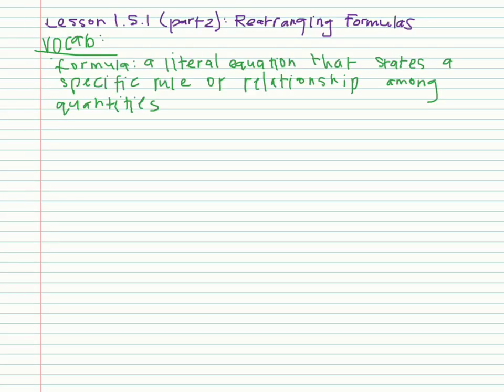So there are several different examples of a formula. One formula is y equals mx plus b. Another formula would be d equals rt. Another formula is A equals 1/2 (b1 plus b2) times h. So they're literal equations because they have two or more variables. But when we say they have a specific rule, it's kind of an order that you would use every time in order to solve for a certain thing.